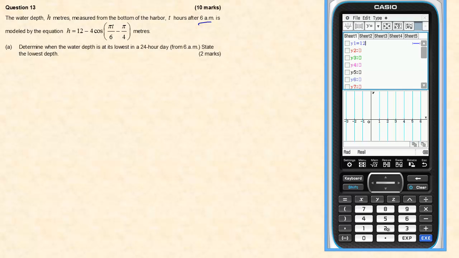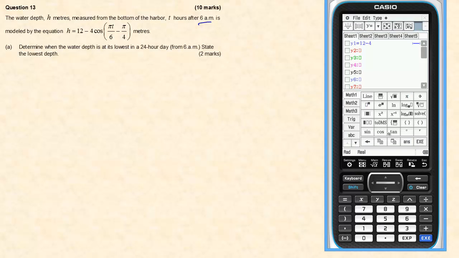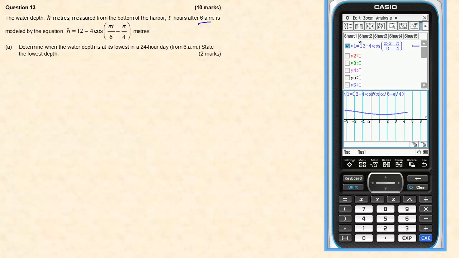And we've got 12 take away 4 cos, then we're going to have pi x over 6 take away pi by 4. And select that, and then we can graph that.